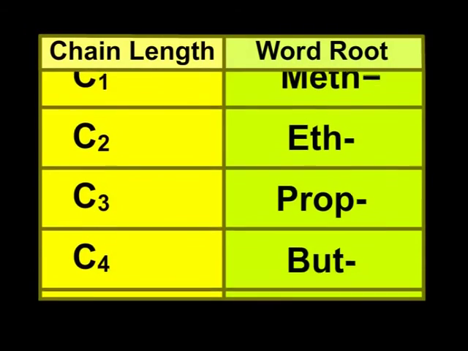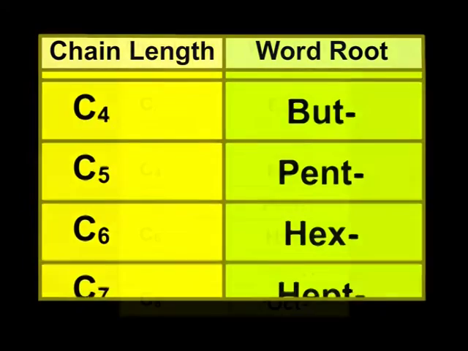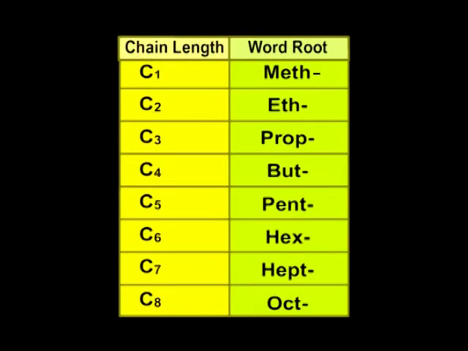Students, we are looking at a table showing word roots for different carbon chains. For chain length C1, word root is meth. For chain length C2, word root is eth. For chain length C3, word root is prop. For chain length C4, word root is but.